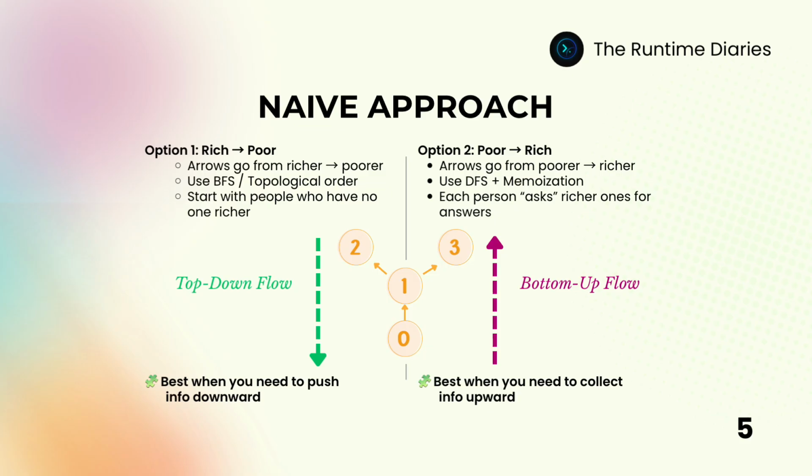Option 2, poor to rich. This means the arrows go from poorer to richer. You'd use DFS with memoization. Each person asks all richer people for their quietest ancestor. That's best when you're collecting information upward. In this problem, the poor to rich approach is cleaner because each person only needs to ask upward and remember the quietest rich person they can reach.